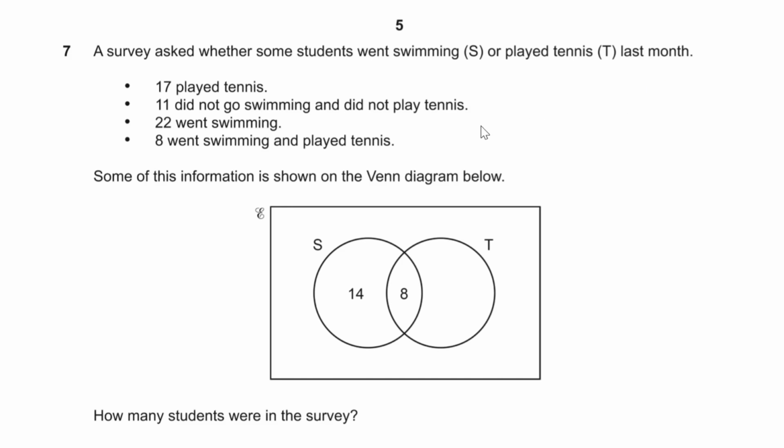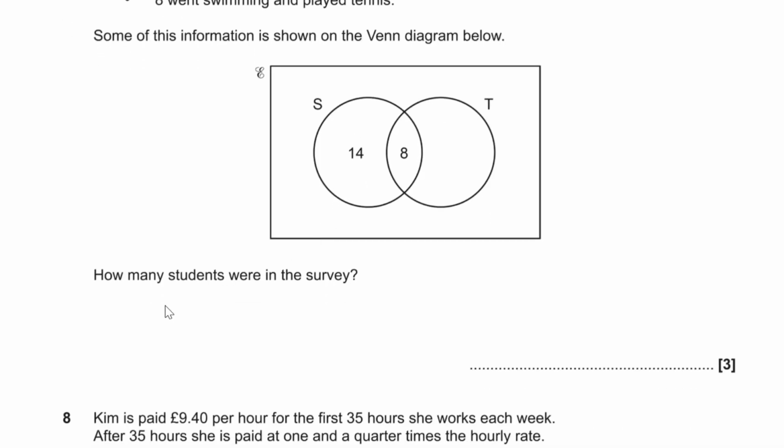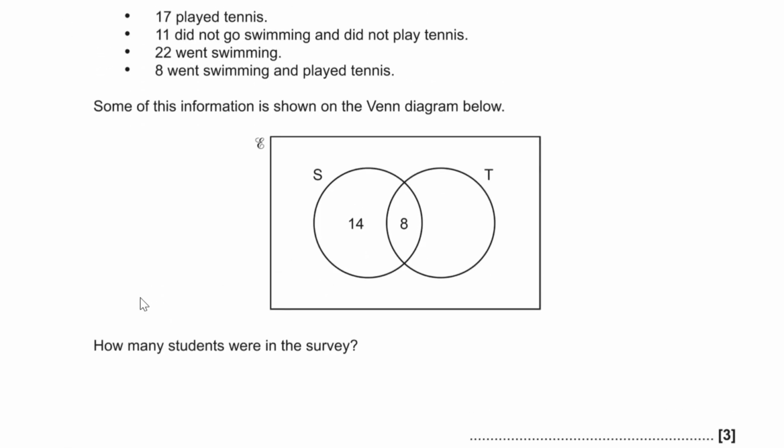Question number 7. A survey asked whether some students went swimming or played tennis last month. 17 students in total played tennis, 11 did not want to go swimming and did not play tennis, 22 went swimming, 8 went swimming and played tennis. Some of this information is shown on the Venn diagram below. And for this question we have to find out how many students were in the survey.